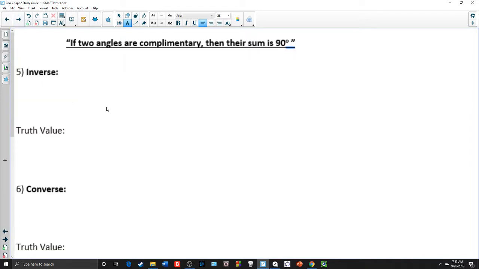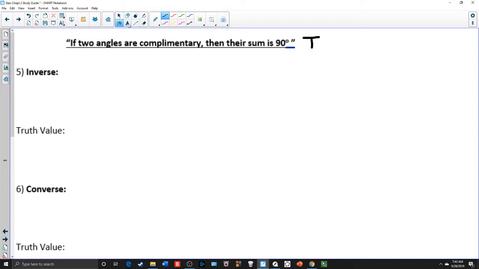So the next ones here deal with conditionals again, and deal with the four different types of conditionals. We're given an original statement. We also want to find the truth value of each one, so we should first find the truth value of our original statement. If two angles are complementary, then their sum is 90. Well, that's true. If two angles are complementary, their sum is indeed 90. That's the definition of complementary, so that's true.